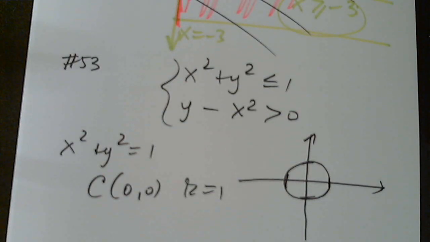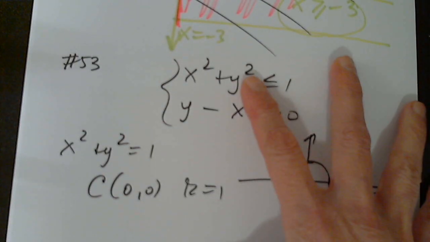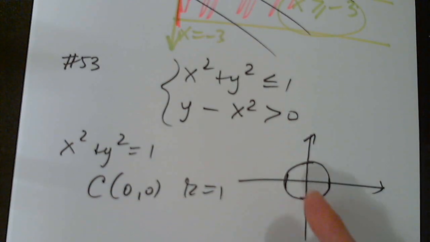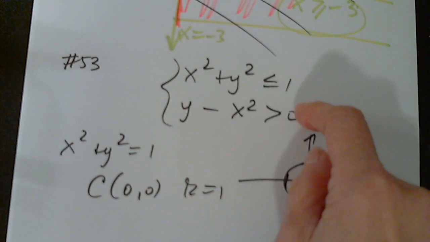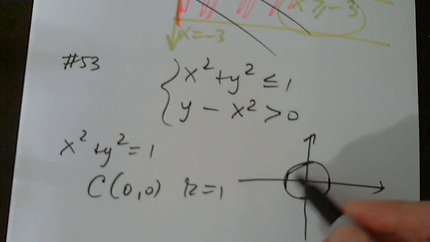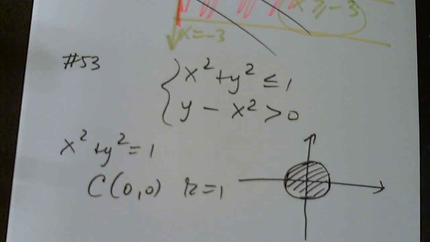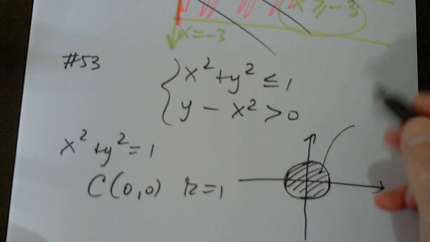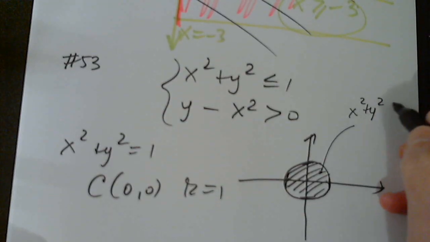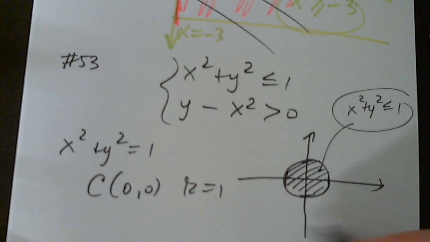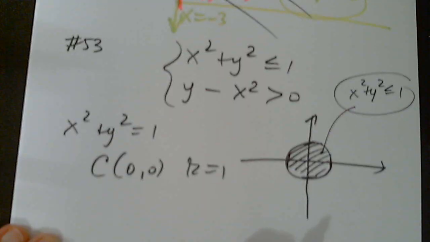It divides the plane into two regions, the inner and the outer. I'm checking the inner because the origin is inside. 0, 0 less than or equal to 1. Yes, yes, yes. True. Then this inside here is x squared plus y squared less than or equal to 1. All the points, including points on the circle.